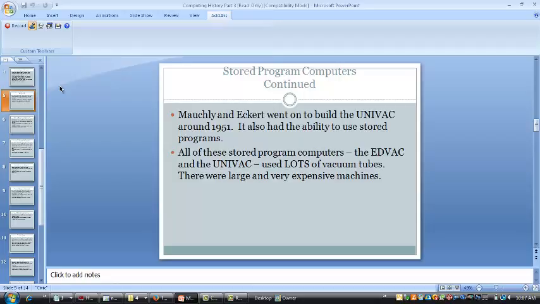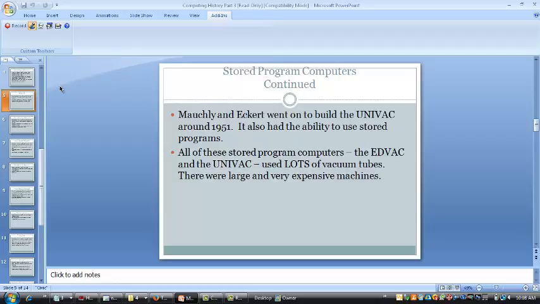Now we're talking about getting a little bit more recognizable to today's computer. So Mauchly and Eckert have done lots of different things, and they are going to go on and do another machine called the UNIVAC around 1951 that's going to have the ability to use tape or punch cards or something to sort of temporarily store the program instructions.